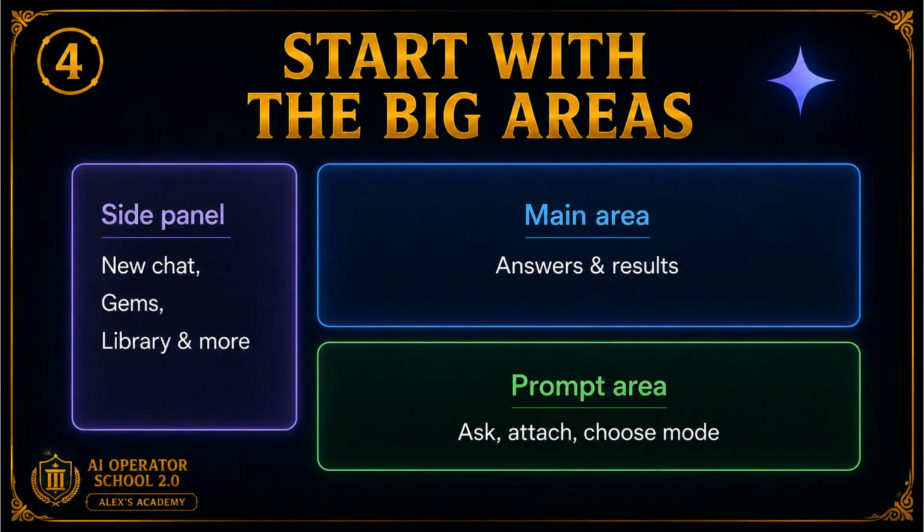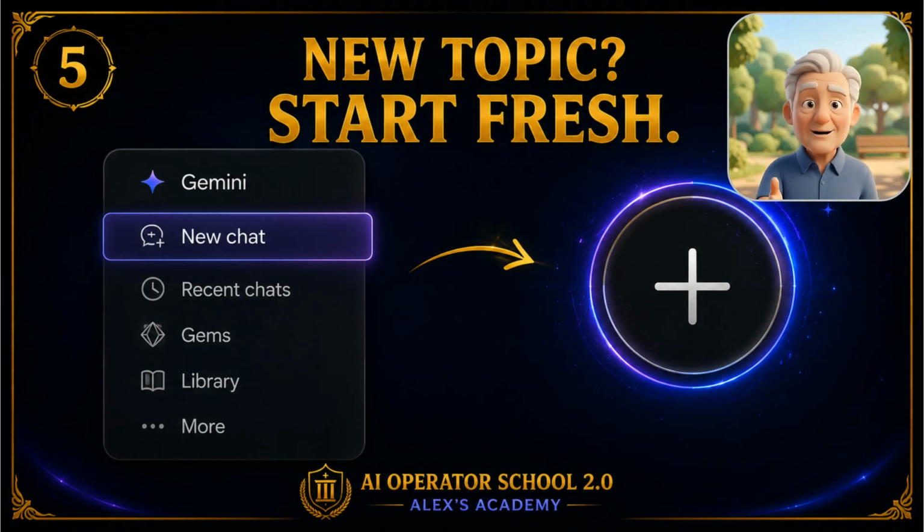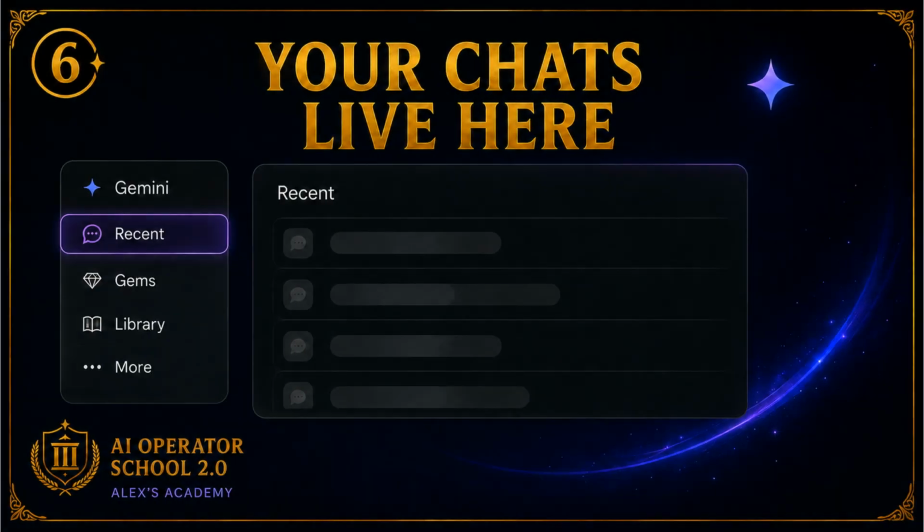Let's start with the big areas. The side panel is for navigation, the main area displays results, and the prompt area is where you interact with the AI. Starting a new topic? Always start fresh by selecting New Chat in the side panel to keep your conversations organized. Need to pick up where you left off? Your recent chats are all listed right here in the side panel.